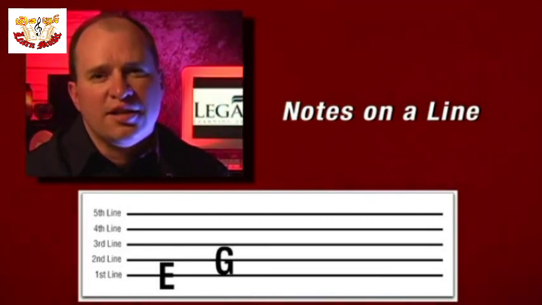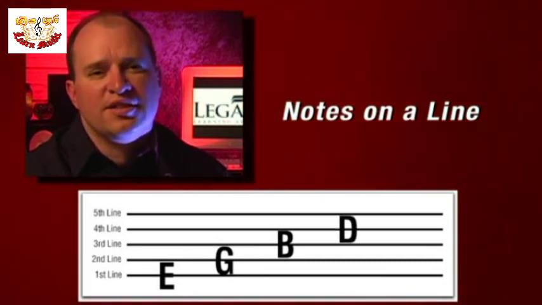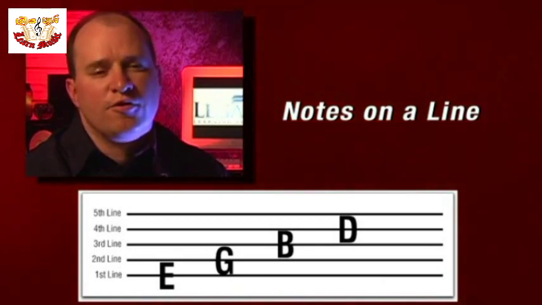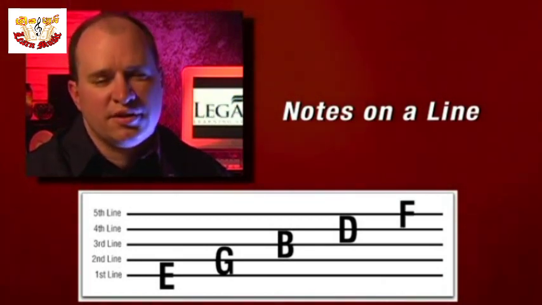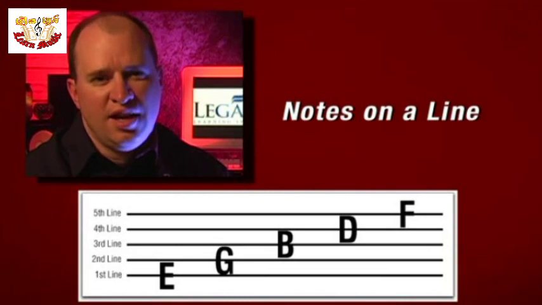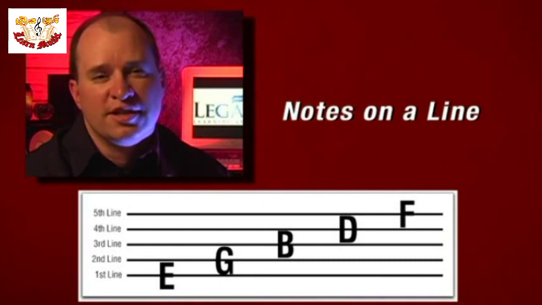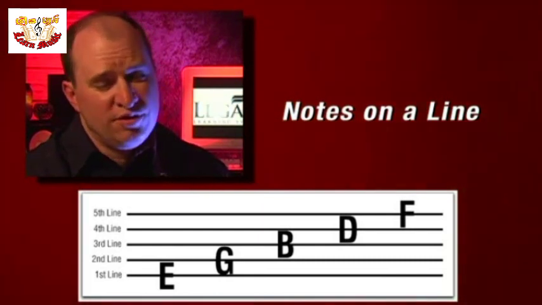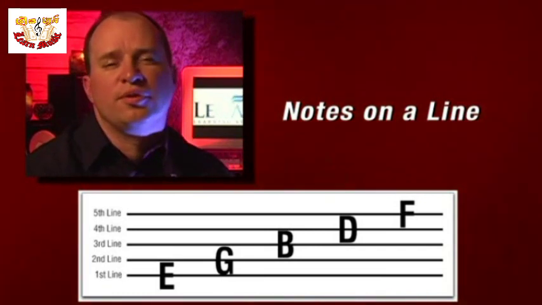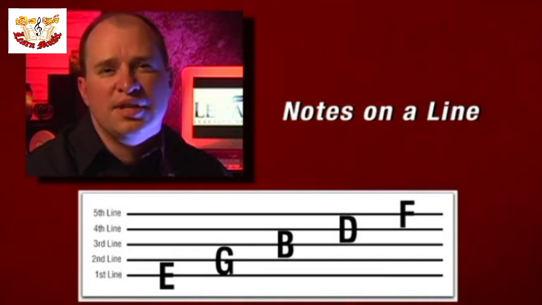If it's on the second line, it's a G. The third line is a B. The fourth line is a D, and the 5th line is an F. E, G, B, D, F. Wait a minute, don't get confused. Sounds an awful lot like the names of our strings. 2 completely different concepts. Use some of the same notes, but 2 completely different concepts, so don't get confused. The notes on the lines are E, G, B, D, and F.